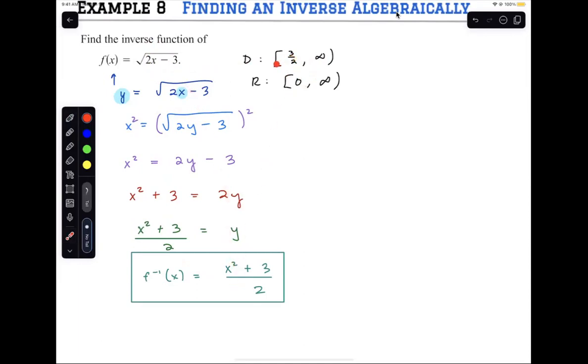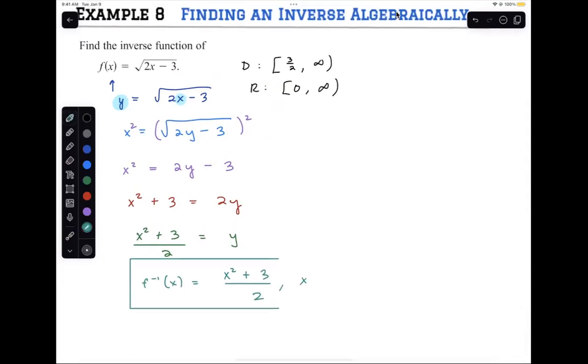So that means that the domain of this guy is going to be the same thing as the range of its original function. So when we write our final answer, what we have to say is that for this function, the domain is only true for when x is greater than or equal to 0. So this is our inverse function in this problem.